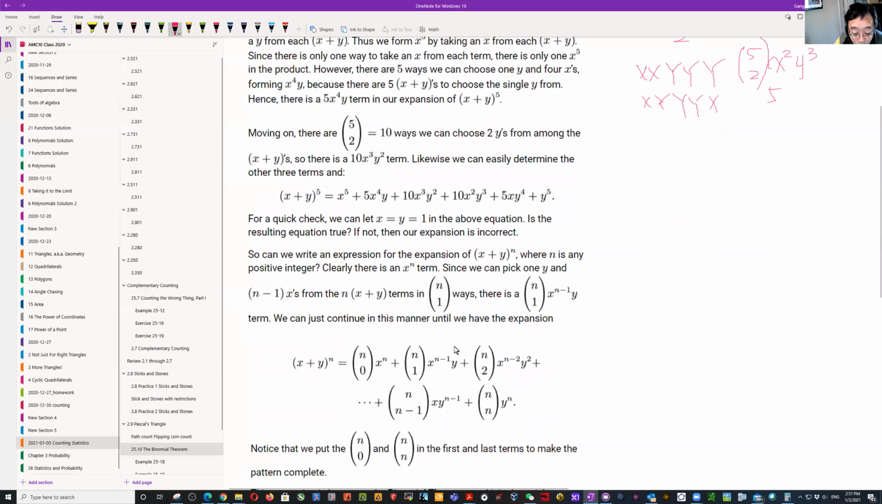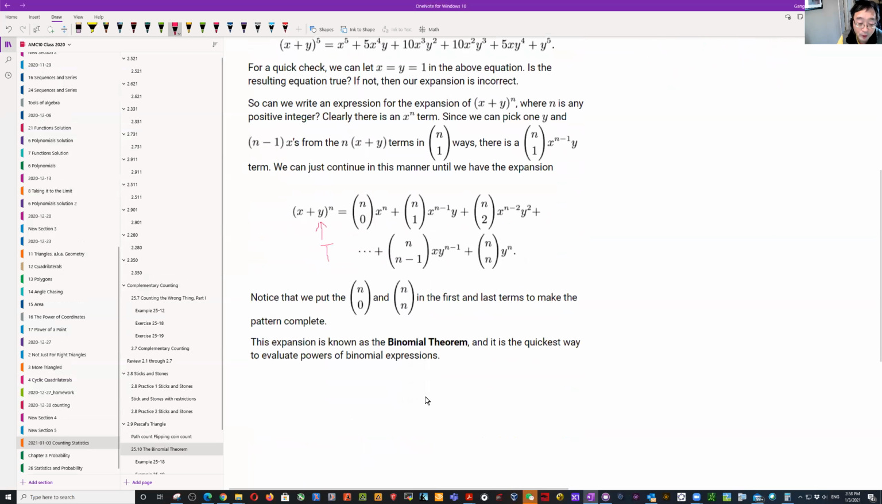And so when you expand it, the result for x plus y to the nth will be n choose 0, and so on. Let's say that y is the tail. So this is the 0 tail, this is all head or 0 tail situations, and this is 1 tail, all the way to all tail. So this is fairly intuitive, and this is the binomial theorem.